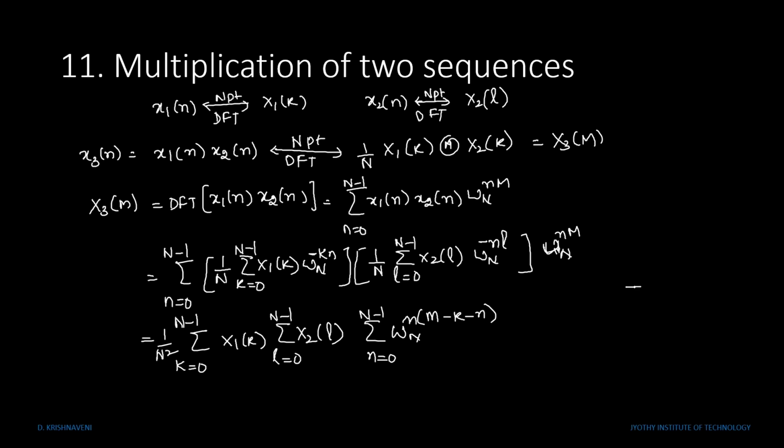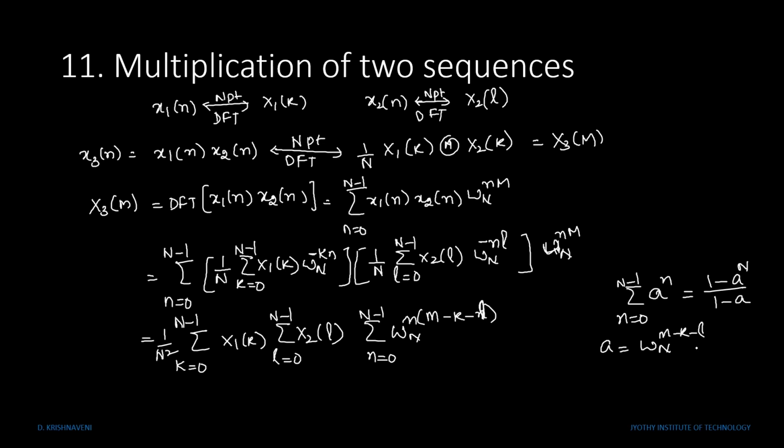This is of the form summation n equal to 0 to N minus 1 of a to the power of n, where a is equal to W_N to the power of (m minus k minus l). And what is the formula? It is (1 minus a to the power of upper limit plus 1) by (1 minus a), provided a is not equal to 1. So when a is equal to W_N to the power of (m minus k minus l), this formula holds good when a is not equal to 1.